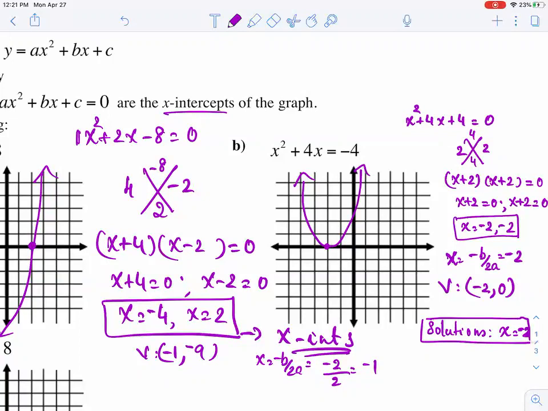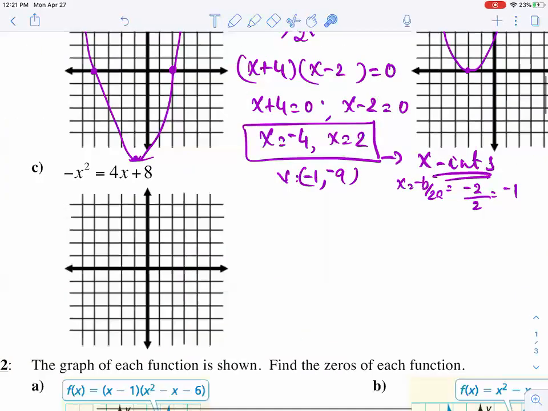Okay. So when you have these repeating x-intercepts, that's going to be the vertex. And so there is only one solution here, which is x is equal to -2. In the first example, we got two solutions, two distinct ones. In the second example, we got two solutions, but they happen to be the same thing, so we end up with just one distinct solution. Okay.